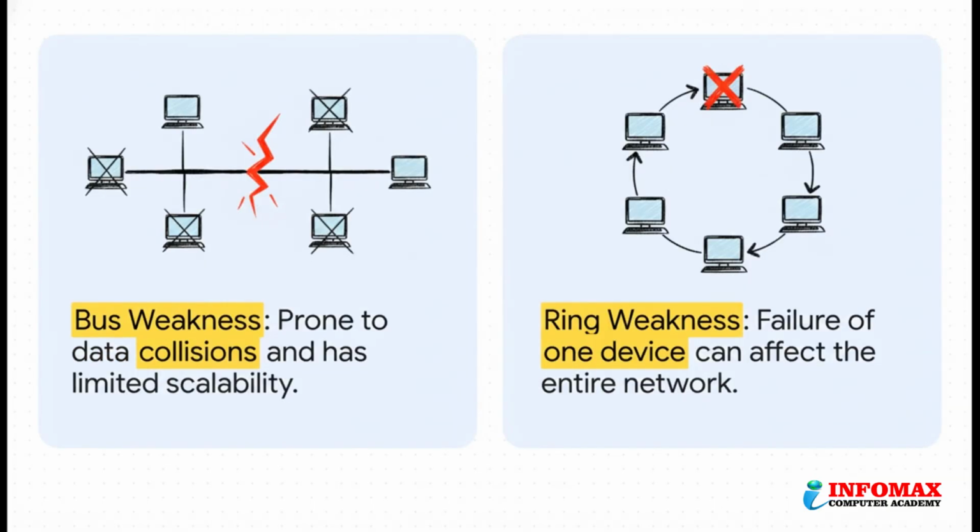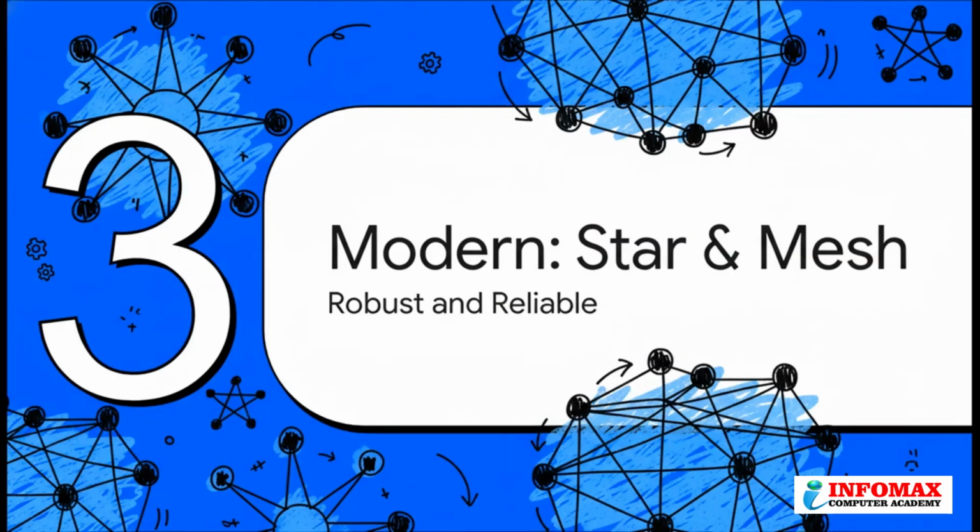Okay, so let's put these two side by side and look at their critical flaws. With the bus, it's all about that main cable. That's the single point of failure. You cut that, the whole network is toast. But with the ring, the danger is everywhere. Any single device or connection failing can break the entire circle. So those early designs were fine for their time. But let's be real, today's world needs networks that are way more robust and reliable.